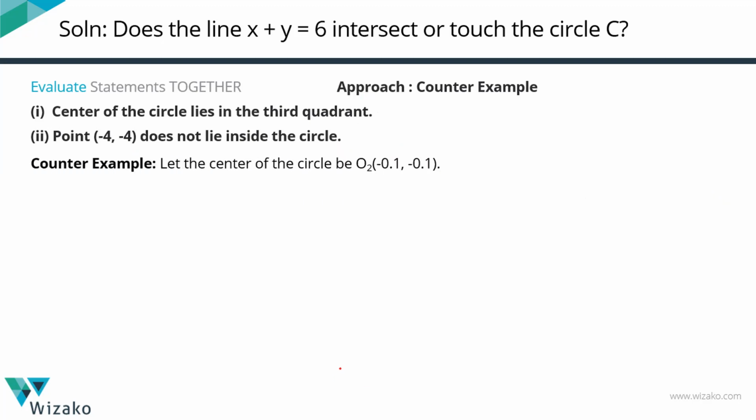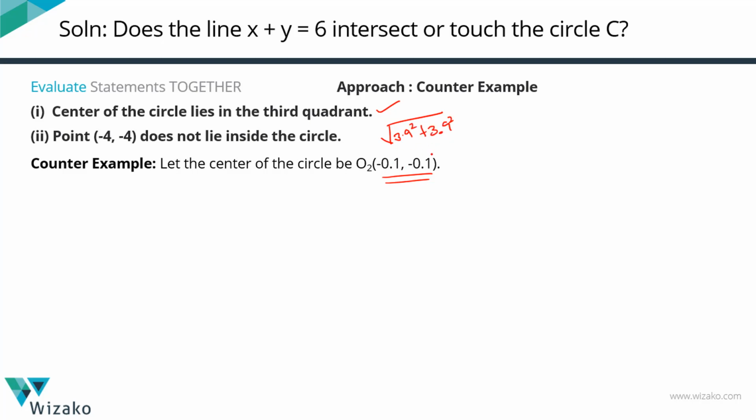Let me look at whether such a value exists. Let's go with -0.1 and -0.1. Does it lie in the third quadrant? Yes, both x and y coordinates are negative. Is the distance between these 2 points greater than 5 units? Let's verify that. Square root of 4 minus of -0.1, which is 3.9, 3.9 square plus 3.9 square.